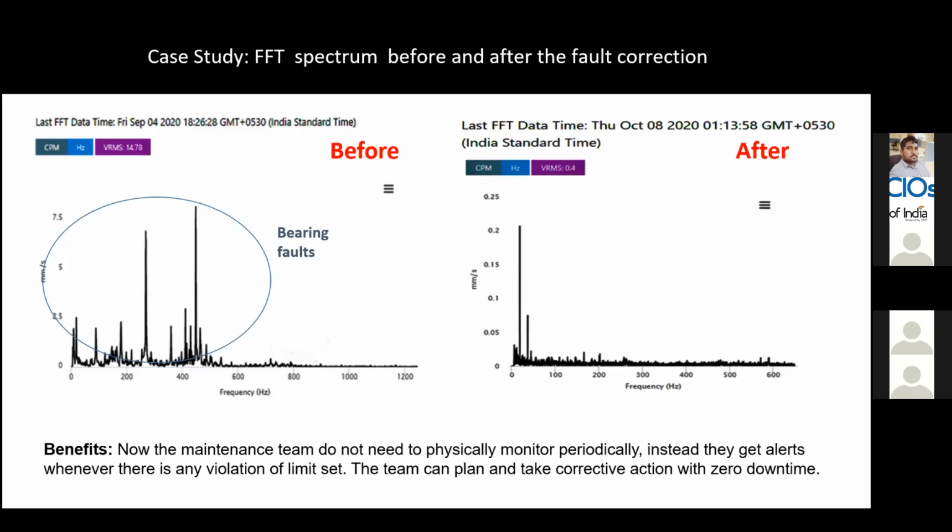So this was the FFT before and after the replacement of the bearing. For almost 3 months we maintained the data. We are monitoring the data through the sensor. Next slide, sir.